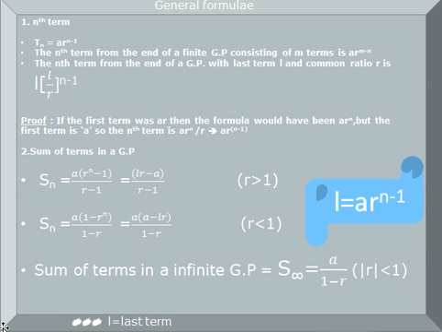Now, sum of terms in an infinite GP. So you have infinite terms, and the sum in an infinite GP is denoted as s infinity, which equals a divided by 1 minus r, when mod of r is less than 1. Why are we saying that mod of r is less than 1? Think about it. Why can't it be greater than 1? Mod r has to be less than 1.